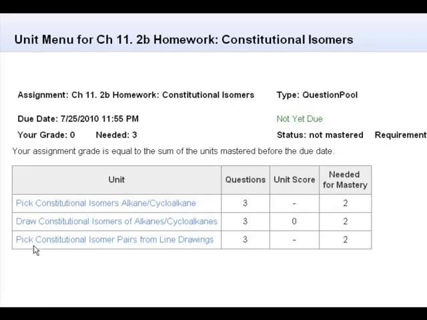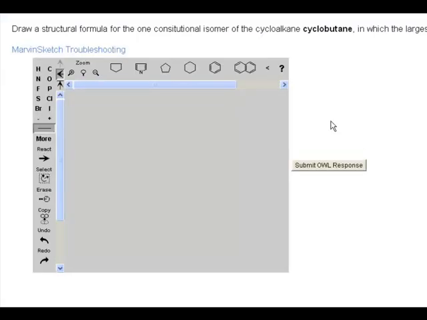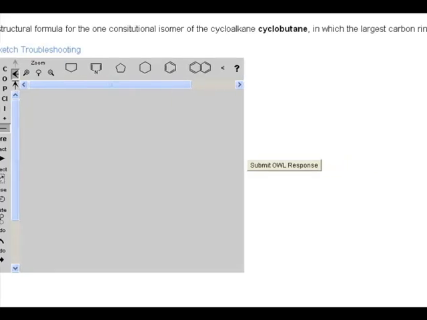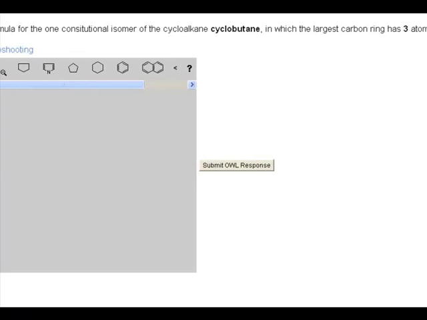I'll do a couple problems in this unit here from 11 2B in OWL. Draw constitutional isomers of alkanes, cycloalkanes. So it reads, draw a structural formula for one constitutional isomer of the cycloalkane cyclobutane, in which the largest carbon ring has three atoms.